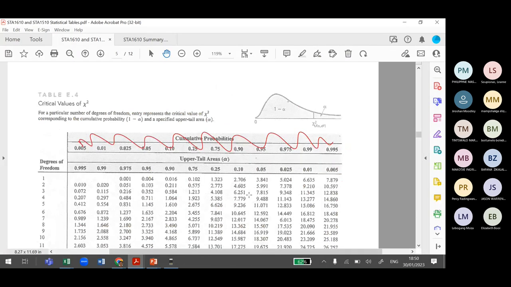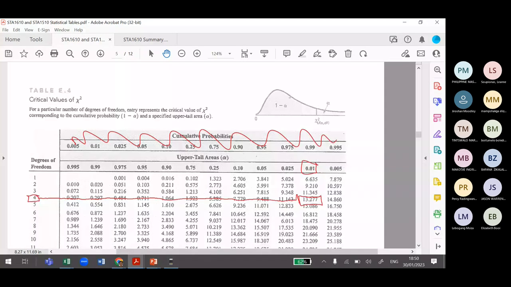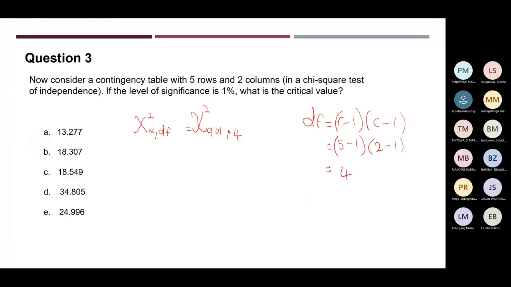So let's go to the table where it says the chi square. We're looking for 4 and 0.01, not 0.1, 0.01, which means we go out. And the answer is 13.277, which is option A. And that's how you find the critical value.